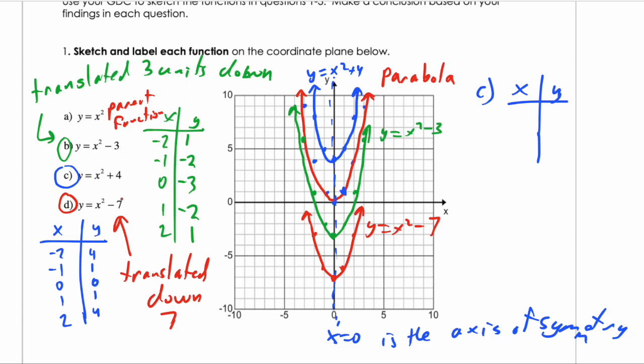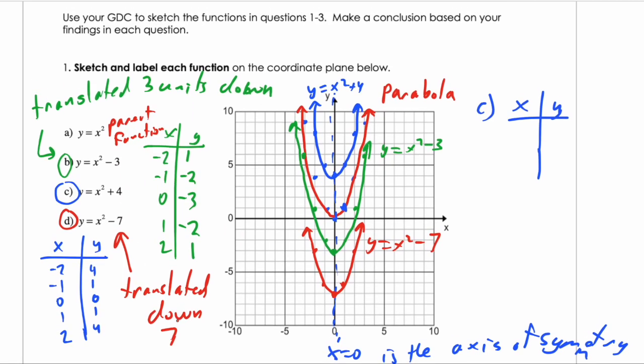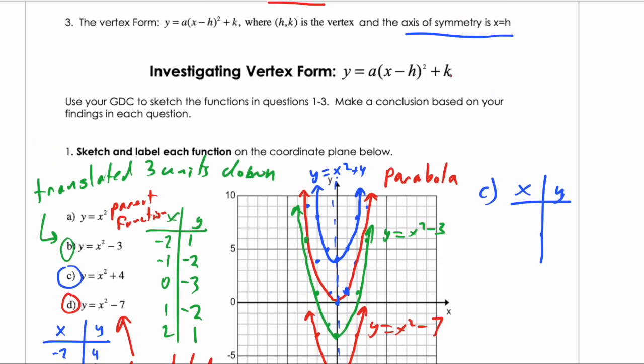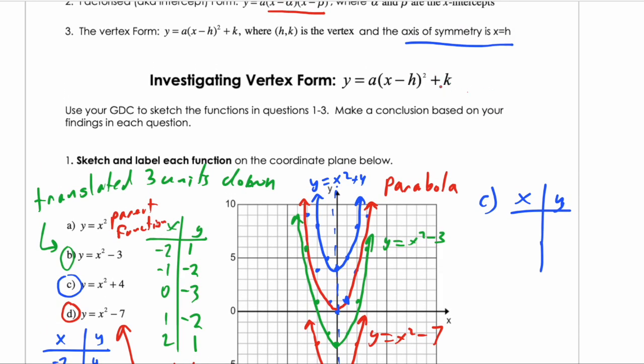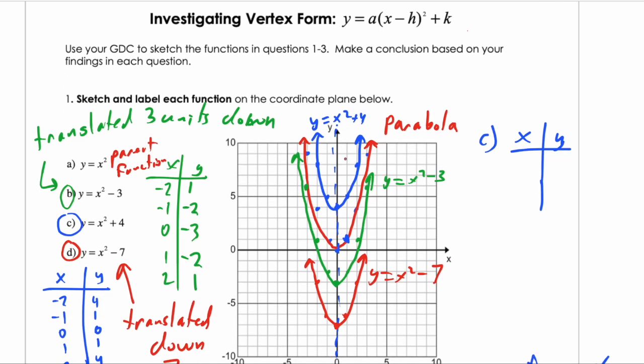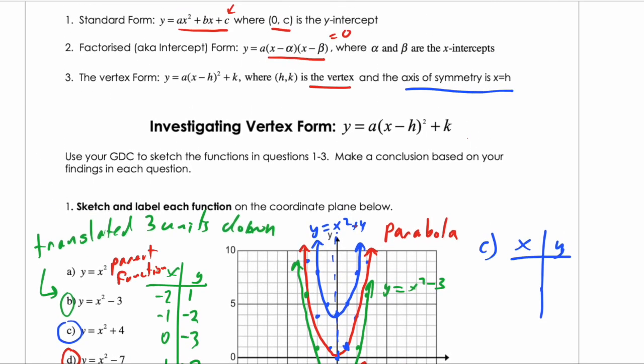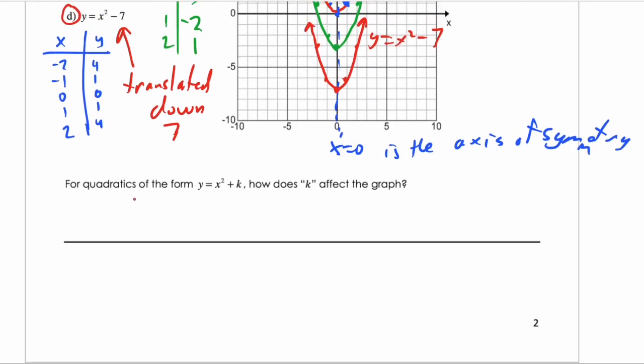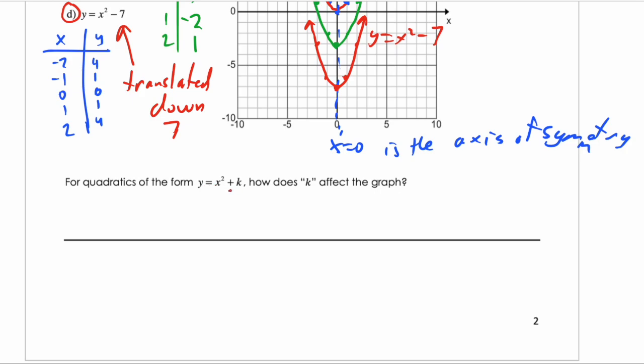So you can see this number on the end affects what we call the vertical translation, the up and down. Okay. So this corresponds, and it also corresponds to the vertex. The y value of the vertex is at k, basically. So if we have a function y equals x squared plus k, it affects the vertical translation.